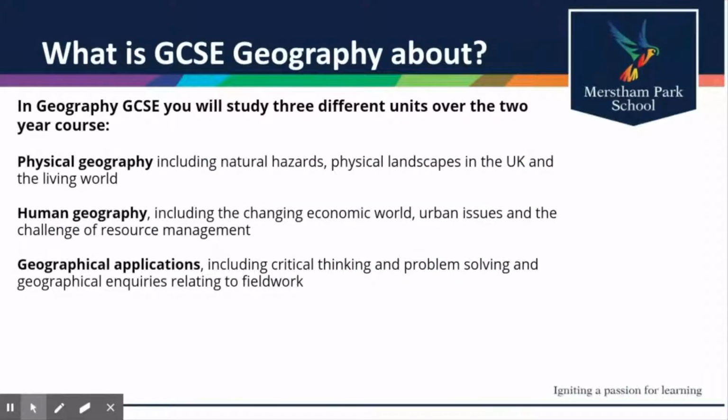So what is GCSE Geography actually all about? It's made up of 3 different units over the 2-year course, so in year 10 and 11. And we have physical geography, human geography, and geographical applications. I'm going to go into a little bit more detail about each one of them, about what you can expect to study.